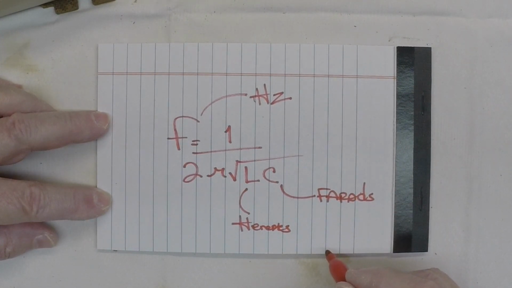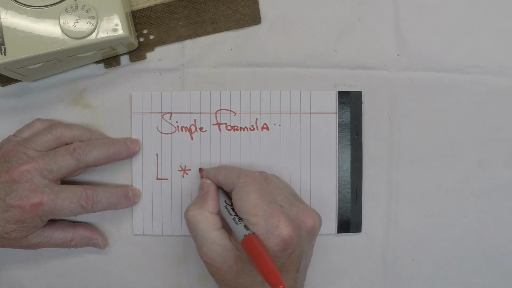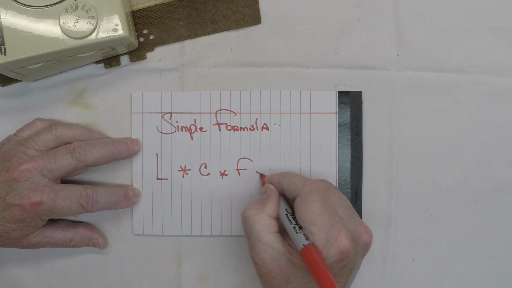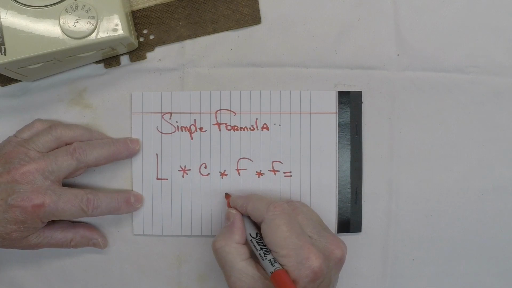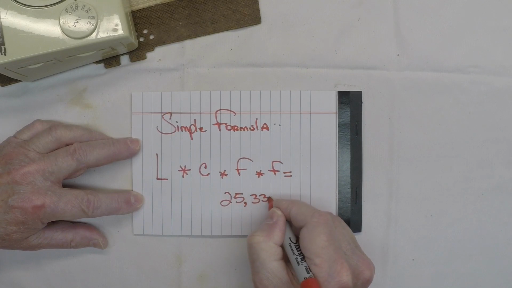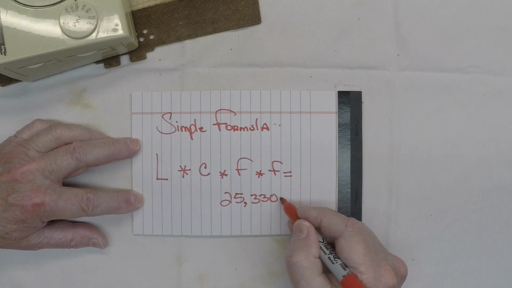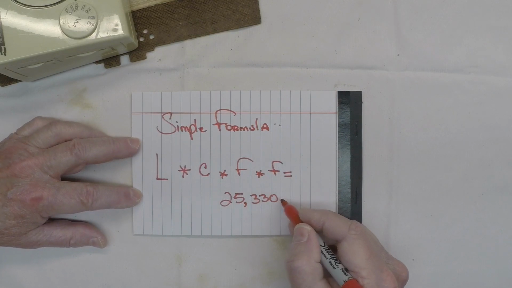So we can break this down and simplify the formula. Some smart folks actually took the formula and changed it to have a constant. And what they're doing is, if you look at this, L times C times frequency squared will always equal 25,330 and some change. We're just rounding to 25,330. So we'll use that as our constant. We can plug that in, rearrange the formula, and use that in every equation to be able to calculate the inductance, the capacitance, and frequency. Let's look at those examples.